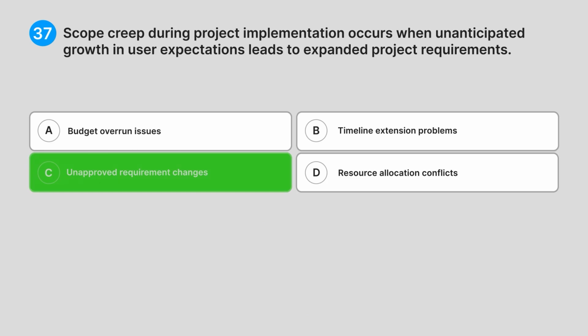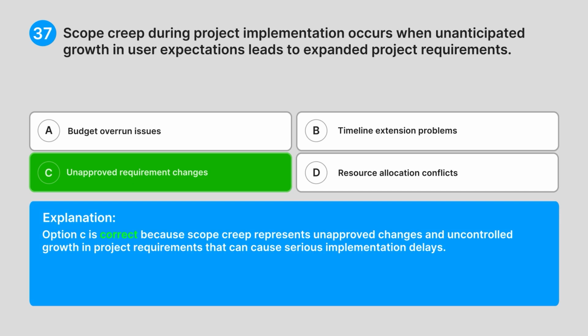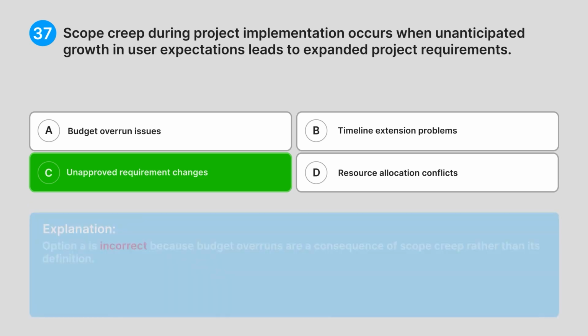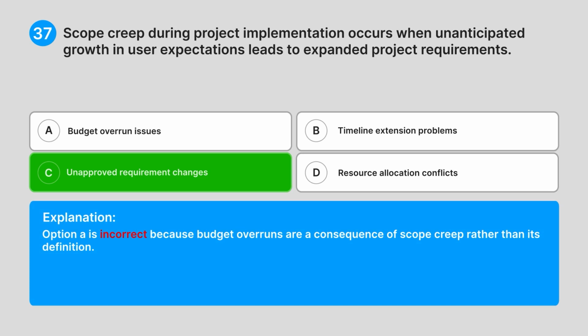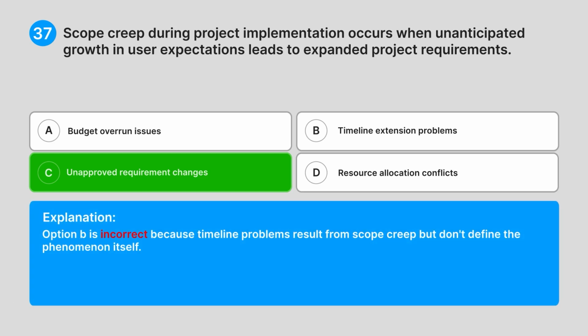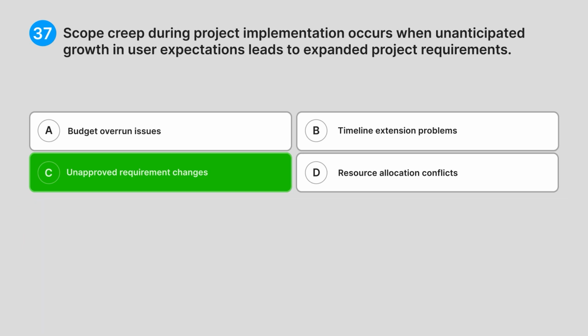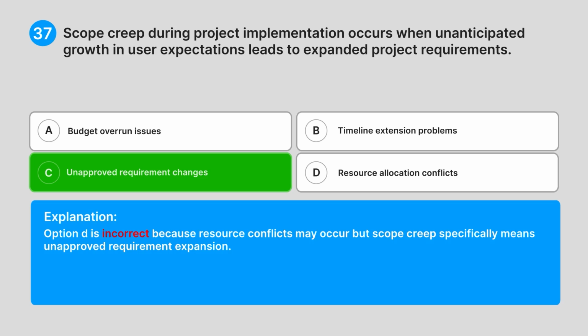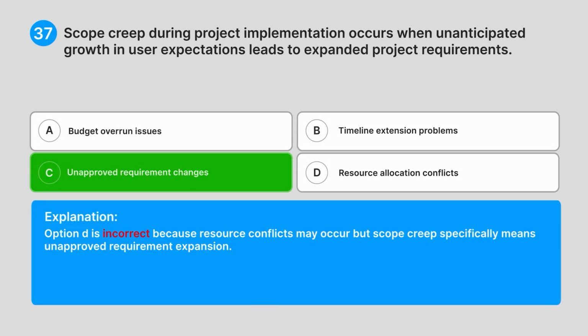Correct answer, C. Unapproved requirement changes. Explanation. Option C is correct because scope creep represents unapproved changes and uncontrolled growth in project requirements that can cause serious implementation delays. Option A is incorrect because budget overruns are a consequence of scope creep rather than its definition. Option B is incorrect because timeline problems result from scope creep but don't define the phenomenon itself. Option D is incorrect because resource conflicts may occur, but scope creep specifically means unapproved requirement expansion.